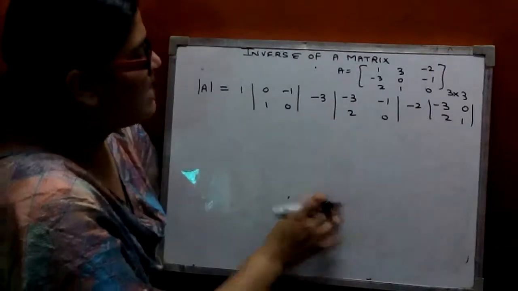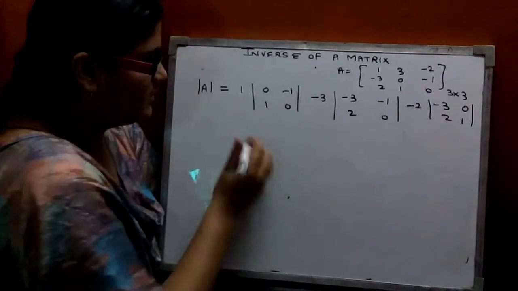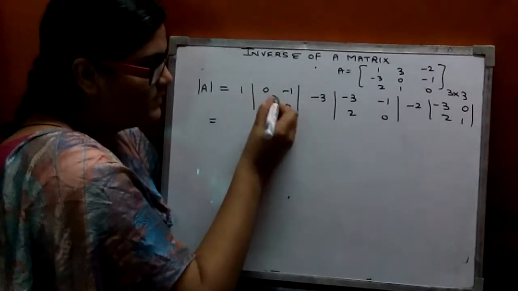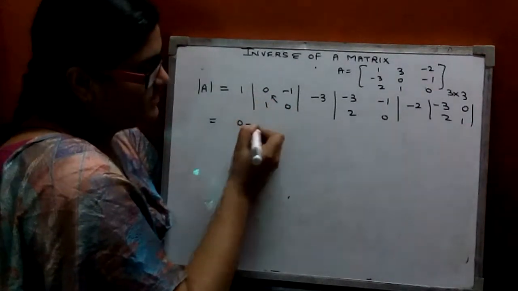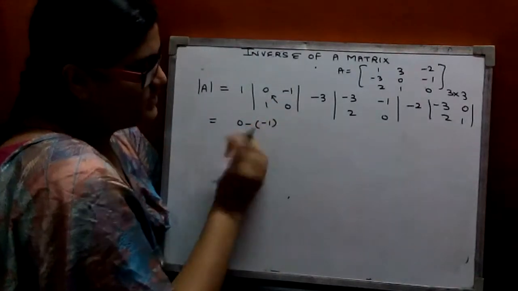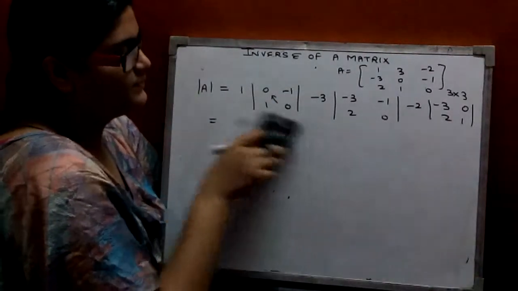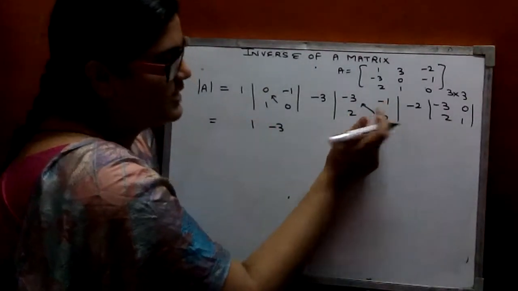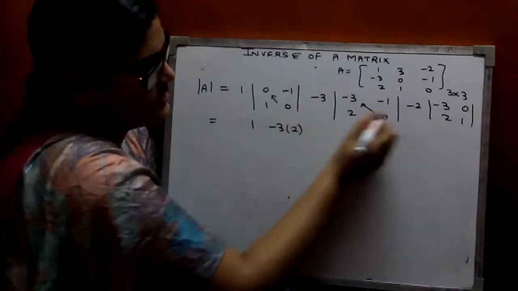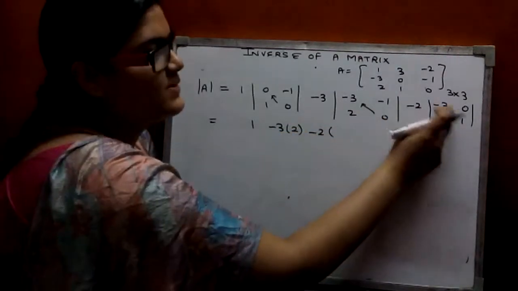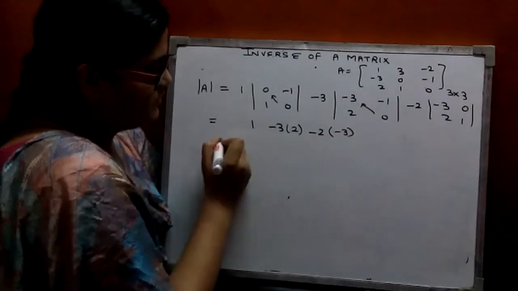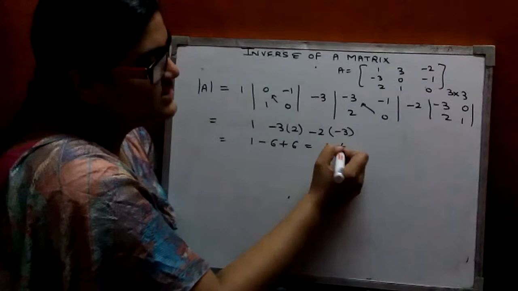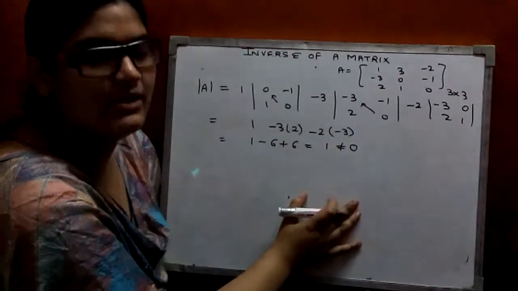Okay? Now you have to find out the determinant of each and every part of the 2 by 2 matrix. So this becomes 0 minus 1, which is 1. Minus 3 times this, which becomes 0 plus 2, minus 2. This becomes minus 3. So 1 minus 6 plus 6, that is 1. As the determinant is not 0, this is a non-singular matrix.